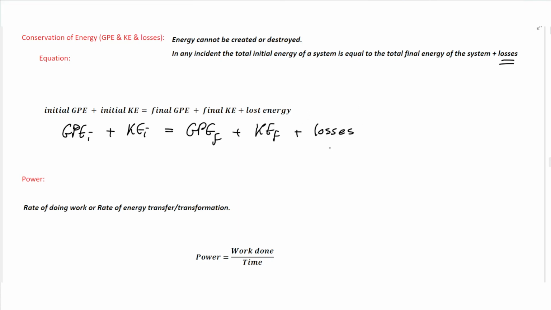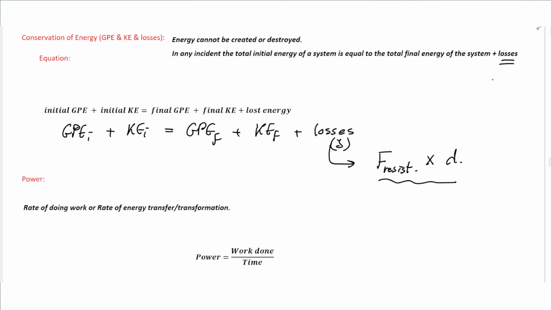In other cases, you are required to define this energy as a resistive force multiplied by distance. Since the losses are energy and energy is in joules, you can say that it is work done against a resistive force. For example, work done against air resistance or work done against frictional forces.